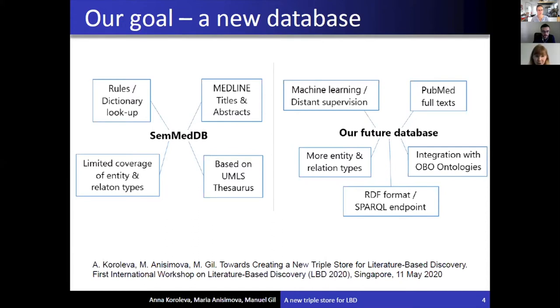SemMedDB has limited coverage of entity and relation types. It only has 30 types of relations, and the entities are based on the UMLS thesaurus, so no other types of entities are present there if they're not present in the thesaurus. So we want to add more entity and relation types. And we plan to use OBO ontologies, that's open biomedical and biological ontologies, to retrieve some additional information on our entities. And finally, we plan to use a different design of our database. We want to use RDF format following semantic web standards.